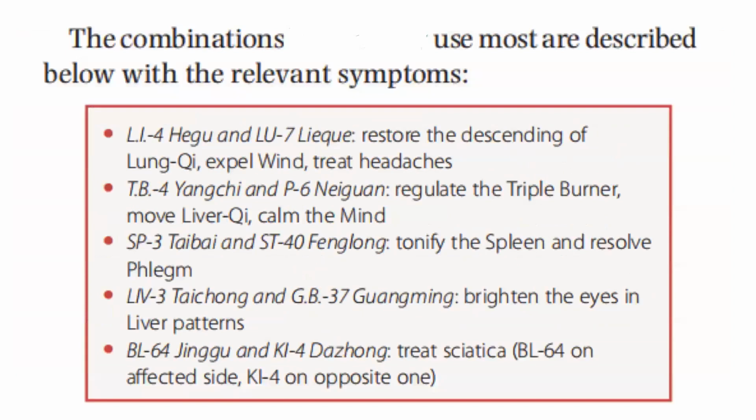The combinations used most are described below with the relevant symptoms. LI4 and lung 7 restore the descending of lung qi, expel wind, and treat headaches. Triple burner 4 and pericardium 6 regulate the triple burner, move liver qi, and calm the mind. Spleen 3 and stomach 40 tonify the spleen and resolve phlegm. Liver 3 and gallbladder 37 brighten the eyes in liver patterns. Bladder 64 and kidney 4 treat sciatica on the affected side, kidney 4 on the opposite one.